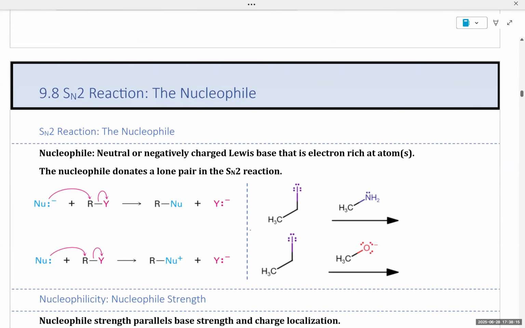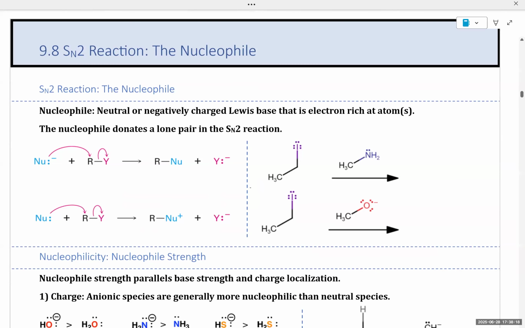Let's now talk about some factors that influence the SN2 reaction and the rate of SN2 reaction. So let's first talk about the nucleophile. What is a nucleophile? It is a neutral or negatively charged Lewis base that is electron rich at one or more atoms. The nucleophile donates a lone pair in the SN2 reaction. So the nucleophile is using its lone pair to form a new bond between a carbon atom and the nucleophile, and we kick out the leaving group. Nucleophiles can be neutral or charged.